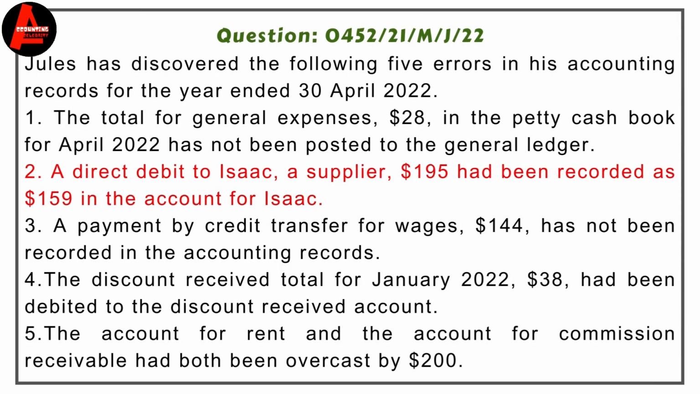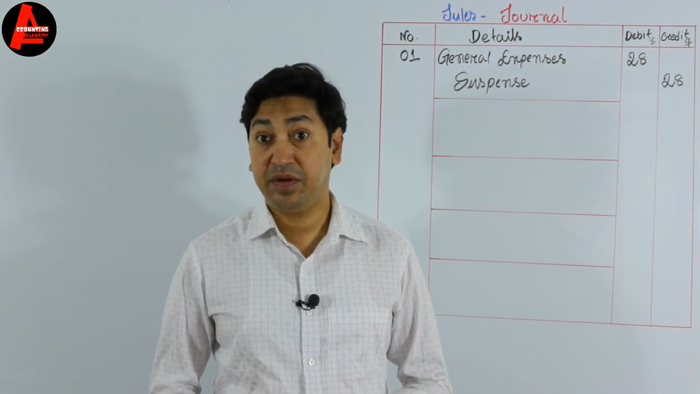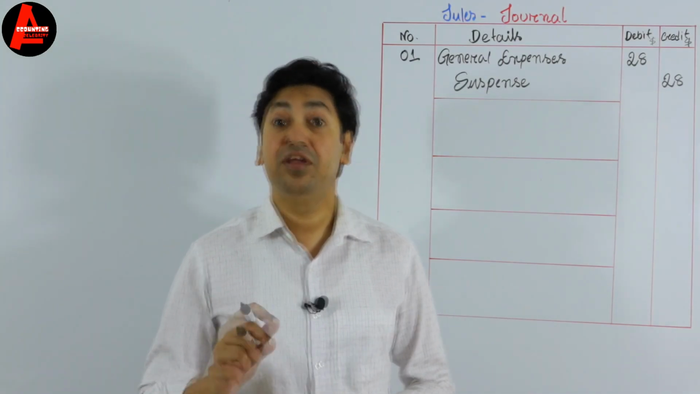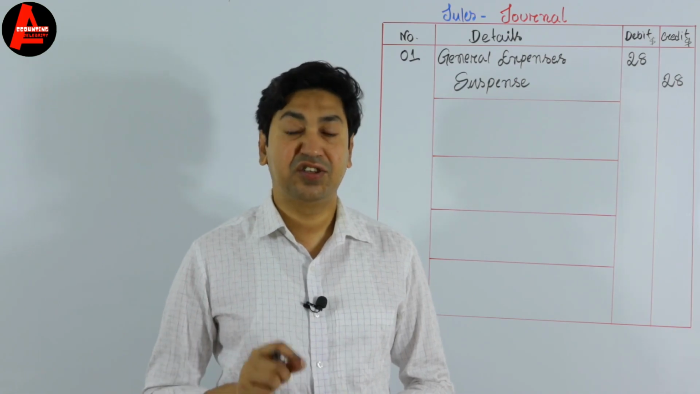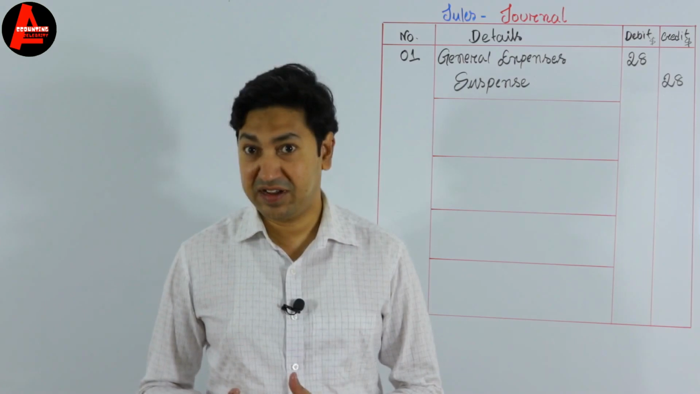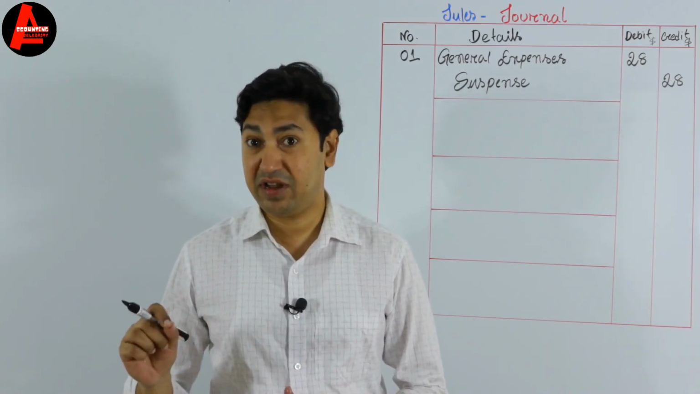Okay, so what is our next transaction? Here number 2, a direct debit to ISAC, a supplier, $195 had been recorded as $159 in the account for ISAC. So it should be 195, but it is recorded as 159. So this is the mistake. The supplier is a credit. It is a liability, it is a credit account.